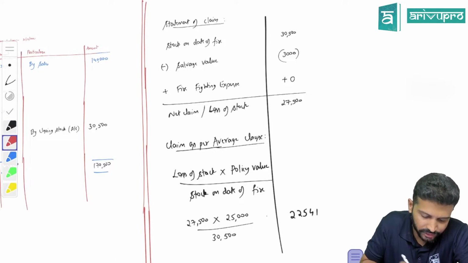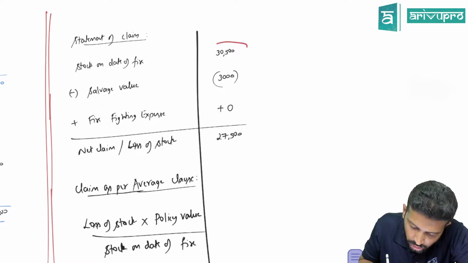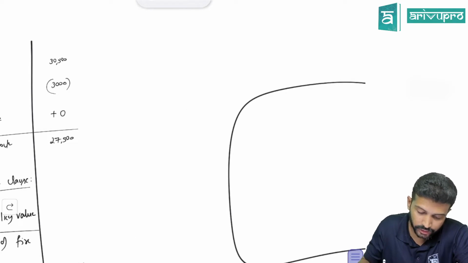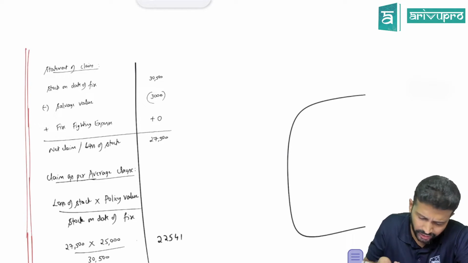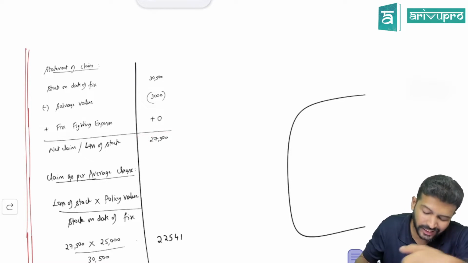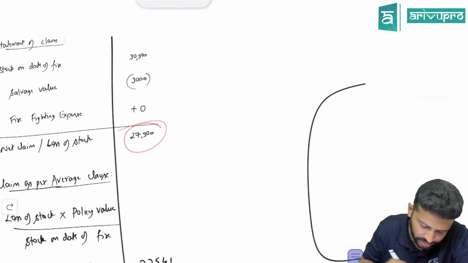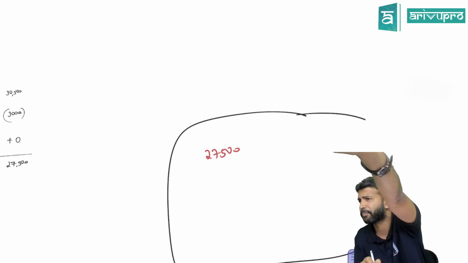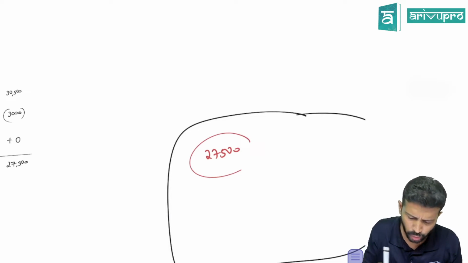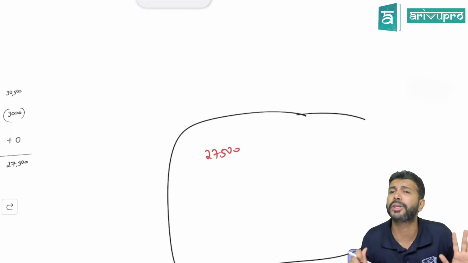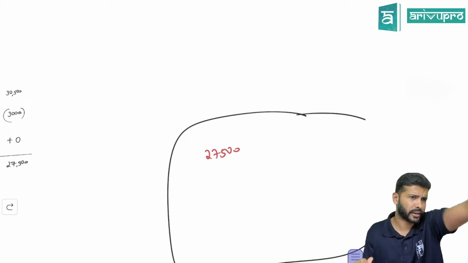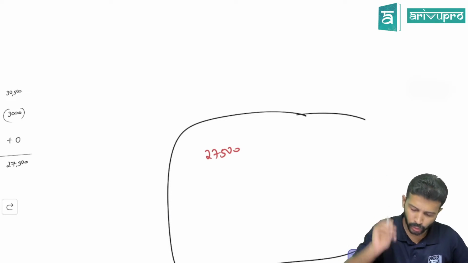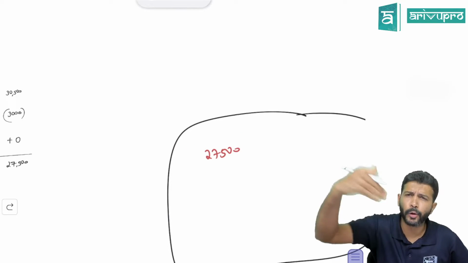Complete attention, everyone, please. What is the stock that got destroyed on the date of fire? Final value, how much is this one? 27,500. Final loss for you is 27,500. Agreed? After taking away salvage value, you are expecting to recover how much from the insurance company? 27,500. You know what the insurance company will say? Boss, fine, no worries, 27,500 full claim I will give you.